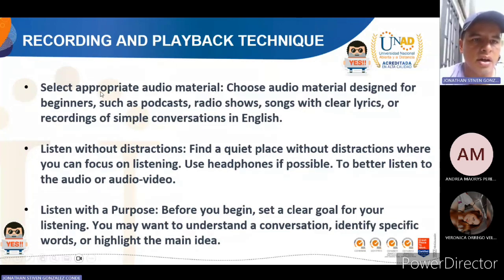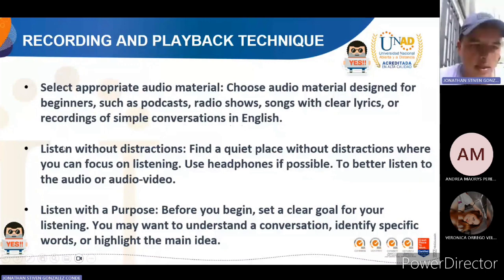First, you need to select appropriate audio material. Choose audio material designed for beginners, such as podcasts, radio shows, songs, for example, with clear lyrics, or recordings of simple conversations in English. This is the most important.